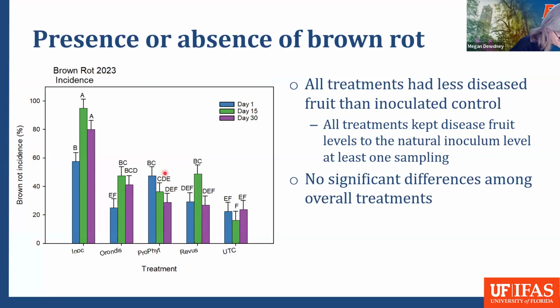And then with Prophyte, we are seeing a reaction that we would expect. Remembering that Prophyte is a plant defense inducer, you would expect to see its efficacy improve over time. And again, we do see that. But if you have an emergency in your grove and you just want to get rid of Phytophthora right away, then I would probably look at one of the others. If you've got a little time, then certainly this would be a way to go, because it does as well as the Revus and the Orondis. So we don't see any significant differences amongst the overall treatments.